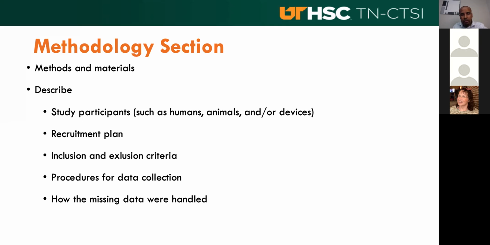And the procedures for data collection, what did you use for data collection? Did you use interviews? Did you use an in-depth survey? Or did you use a questionnaire? Did you use electronic data collection? Did you use electronic medical records? Describe those in detail.